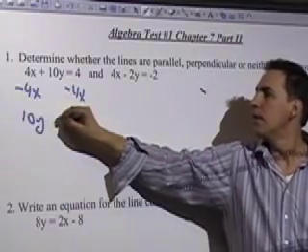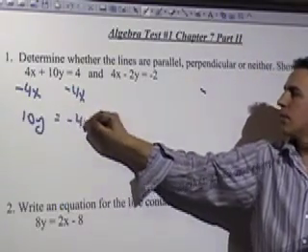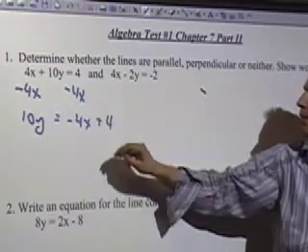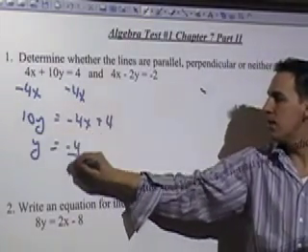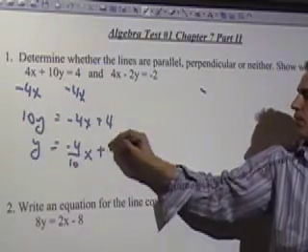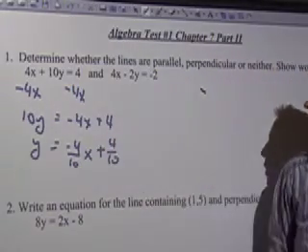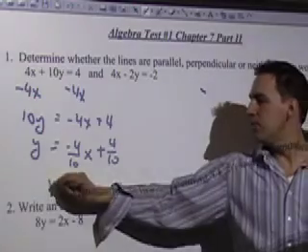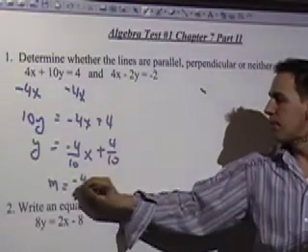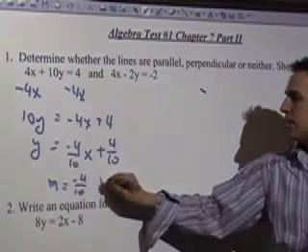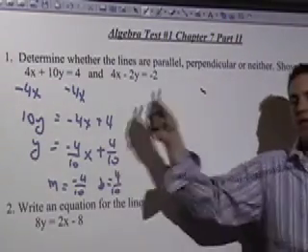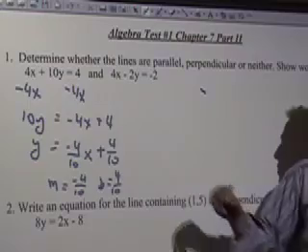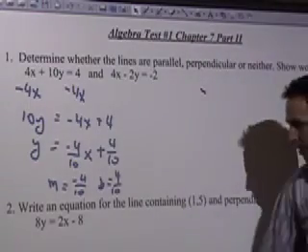10y equals -4x plus 4. When we divide by 10, we get -4 over 10 x plus 4 over 10. Our m is equal to -4 over 10, and our b is equal to 4 over 10. To have parallel lines with this, the m, or the slope, would have to match. Let's do this one in red.